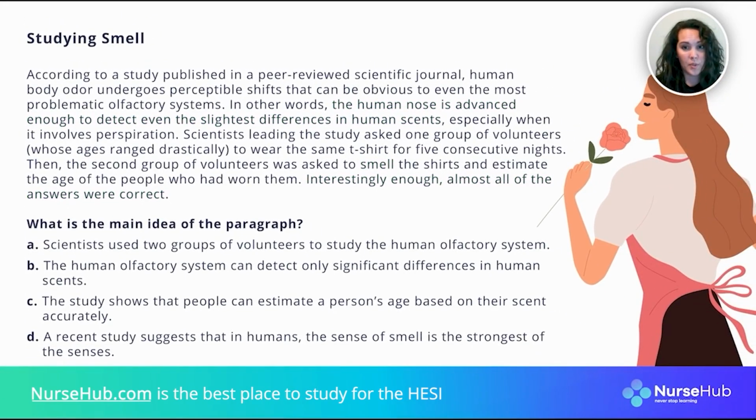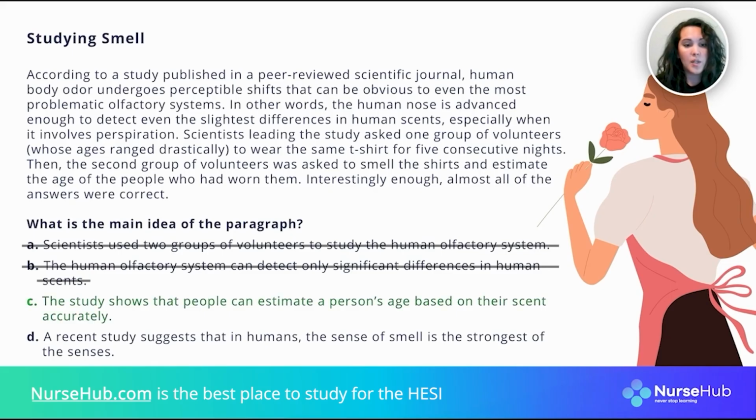Let's go ahead and look at the multiple choice. A reads, scientists used 2 groups of volunteers to study the human olfactory system. That's true, but I think there's a little bit more here, so I'm going to keep reading. B says the human olfactory system can detect only significant differences in human scent. The paragraph says something about slightest differences, so again, I'm going to keep reading.